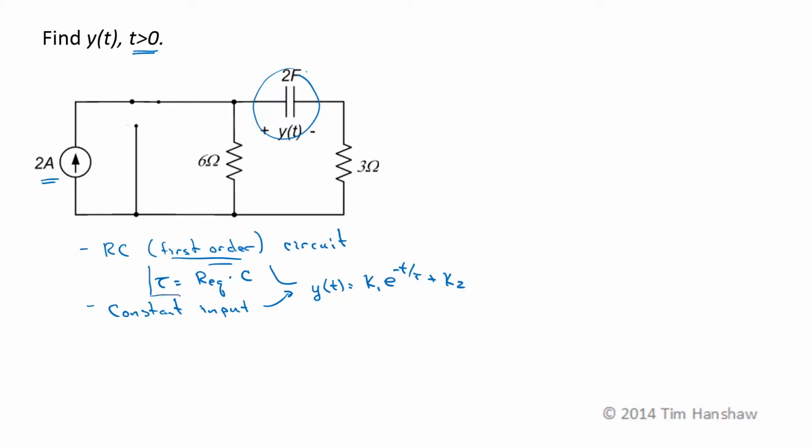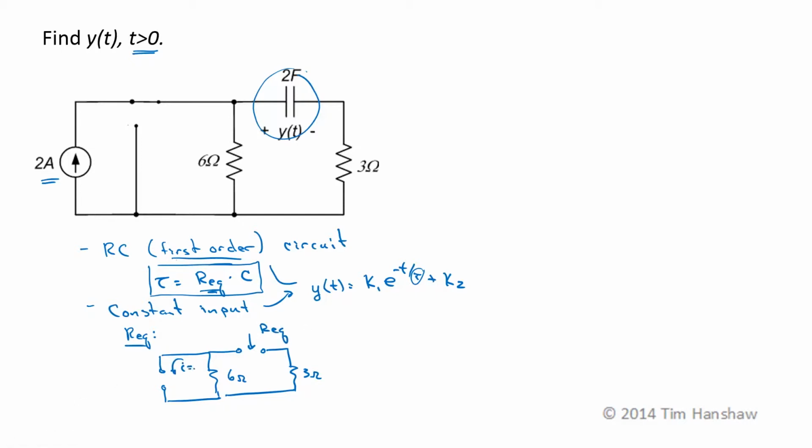Since tau is equal to the equivalent resistance seen by the capacitor times the capacitance, it's probably easiest to determine the equivalent resistance to get a number for tau. So to find Req, kill the sources. The current source becomes an open circuit. I have a 6 ohm resistor. These are the capacitor terminals, a 3 ohm resistor, and across these terminals is where I want an equivalent resistance.